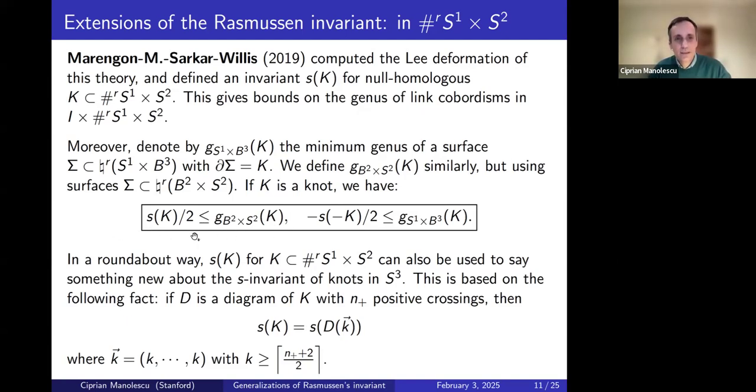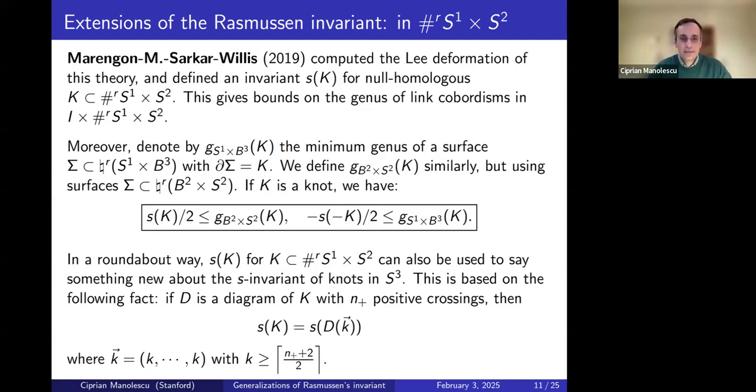They're slightly different. So in one of them, you get s over 2, and in the other one, you get minus s of the mirror divided by 2. These are two quantities that turned out to be the same in S3 for ordinary s, but for our s, they're not the same in general for knots in S1 times S2, so they give you different bounds. Okay, so that was something.